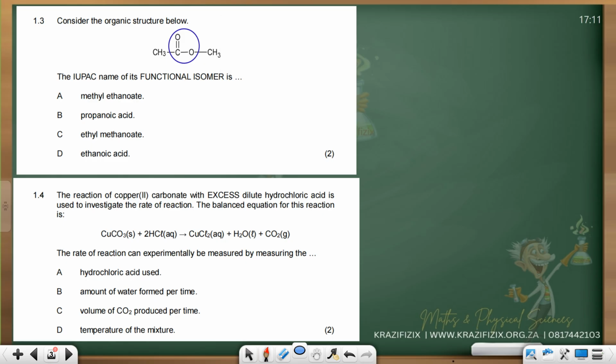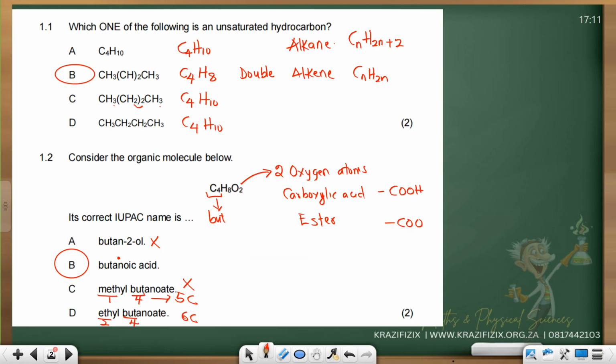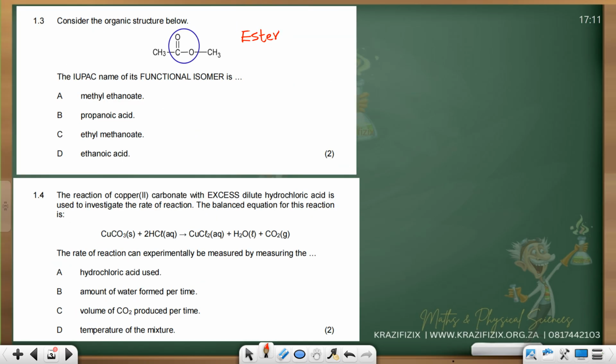Not the answer. What is that? When I see that COO, what compound, what organic group is that? Linda, that's an ester. That is an ester. Again, if you notice, go back to this page. I have it there. COO, ester. So those little building blocks will assist.